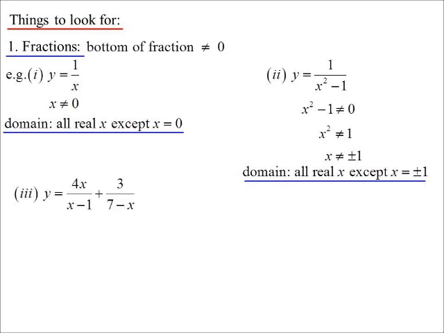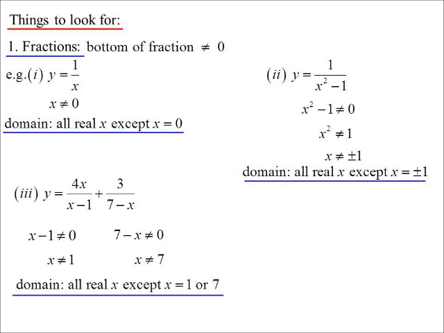What happens if I have two fractions? Well, it doesn't matter. I've got to look at both fractions because I can't have 0 in either of them. So x minus 1 can't equal 0, so 1 would cause me a problem. And 7 minus x is going to cause me a problem as well, so x can't equal 7. So I've got two values there: all real x except x equals 1 and x equals 7.